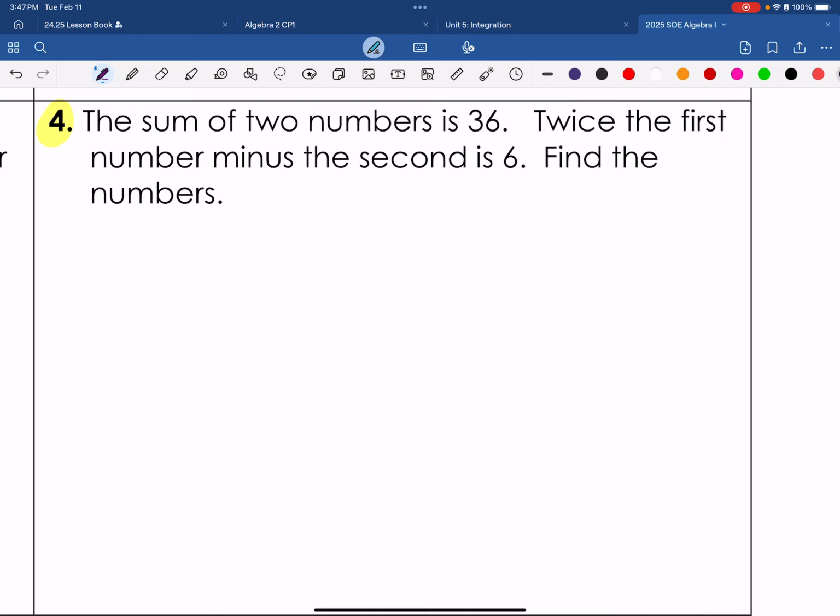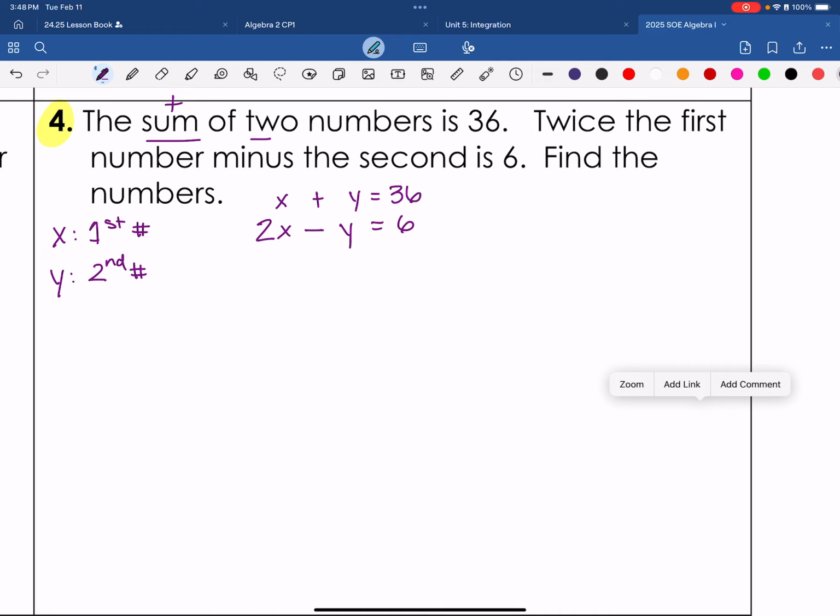So the first one starts and it says the sum of two numbers is 36. So I'm going to let x be the first number, and I'm going to let y be the second number. And it says twice the first number minus the second number is 6. And then it also says the sum of the two numbers, I missed that part, is 36. And so the sum means to add, so x plus y equals 36, and then twice, multiply by 2, the first number, minus, subtract, the second number is 6. I would recommend using elimination method to solve this problem.